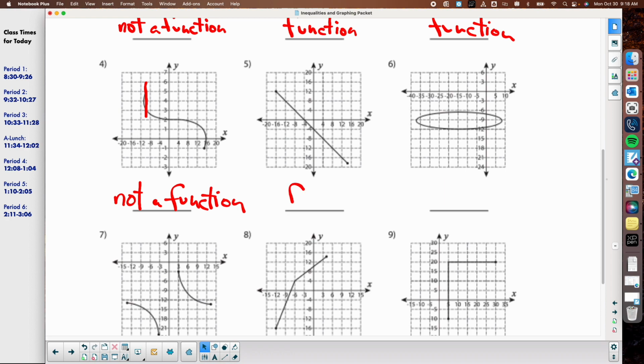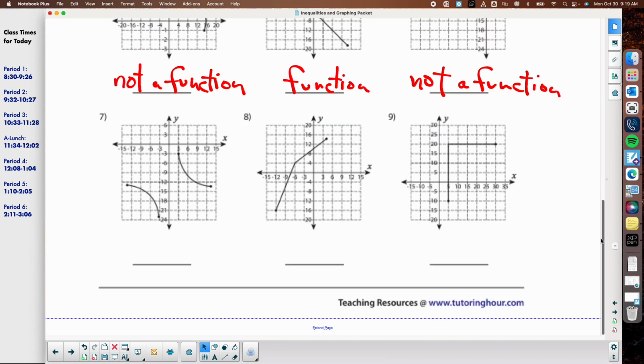5, definitely a function, probably the easiest one to pick, or to look at. 6 should be the easiest example of not a function, because it's basically double everywhere. This next one's kind of a weird graph because it's got 2 pieces, but you never hit twice if you have a straight vertical line. So this one is a function. 8, again, has 2 pieces, but that's okay, they're not above each other.